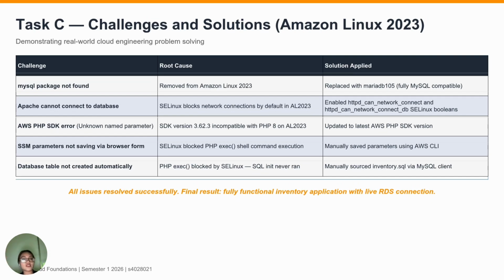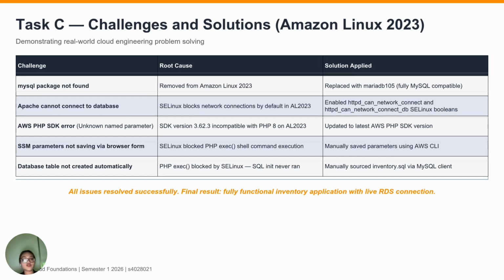So I had to enable the httpd_can_network_connect and httpd_can_network_connect_db booleans. And the third one, AWS PHP SDK 3.62.3 is incompatible with PHP 8 on Amazon Linux 2023. So I had to update it to the latest SDK version. And four, SELinux blocked PHP access, so it prevents credentials from saving to SSM Parameter Store.